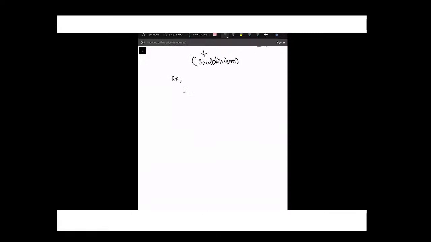Treatment is going to be surgical excision.